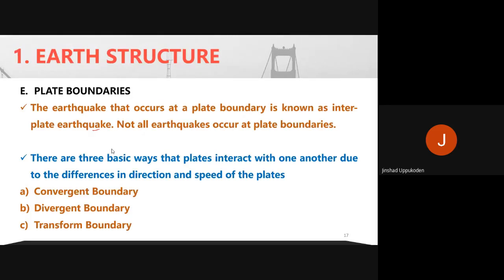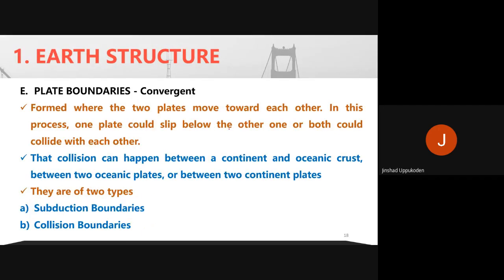Okay, so based upon how these corresponding plates interact with each other, the plate boundaries have been classified into three. As I told you earlier, the convergent boundary, the divergent boundary, and the transform boundary. So first we shall come across the convergent boundary. It's simple. When two plates move towards each other, it is called a convergent boundary.